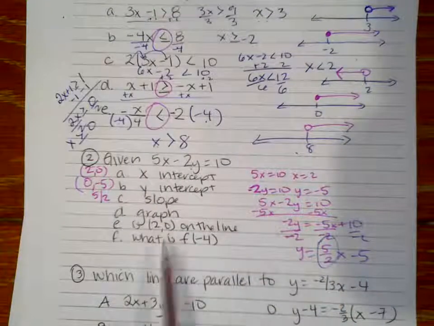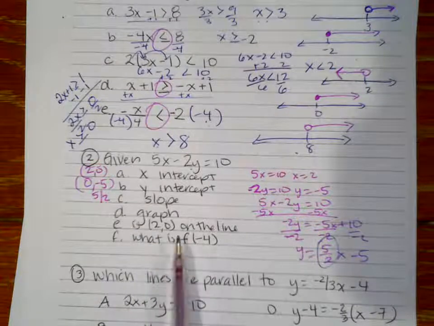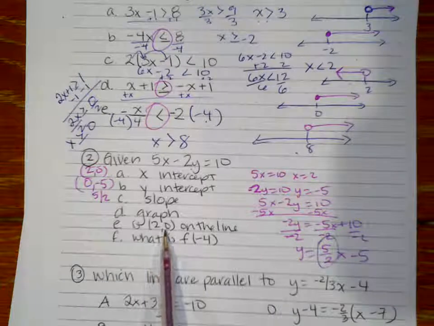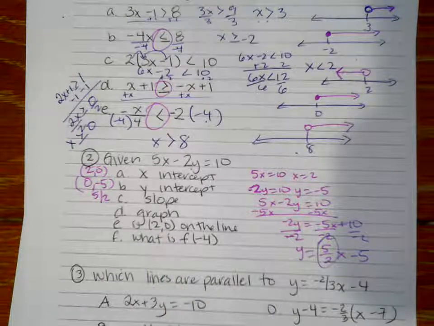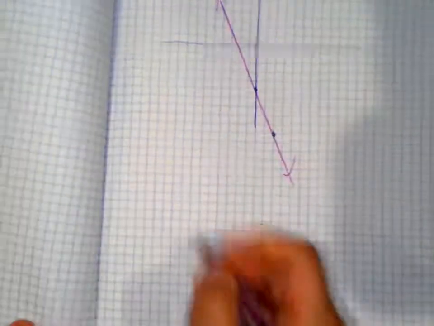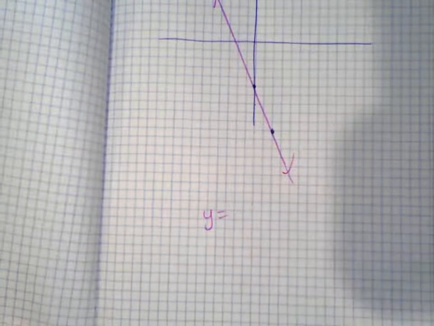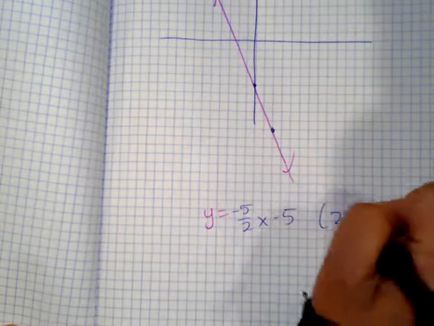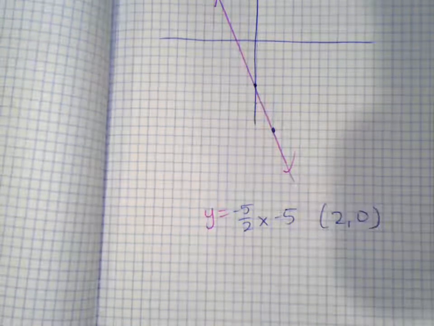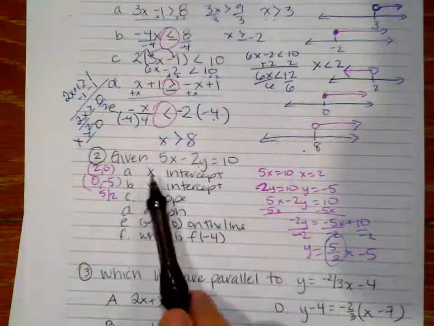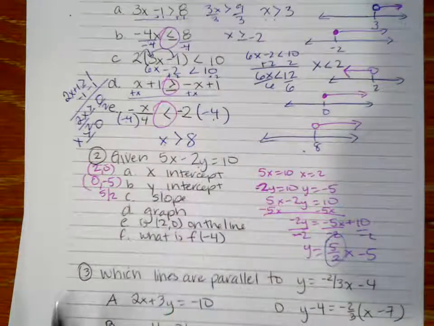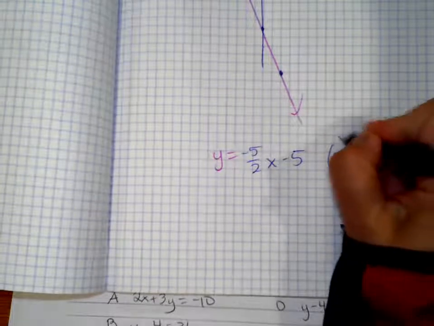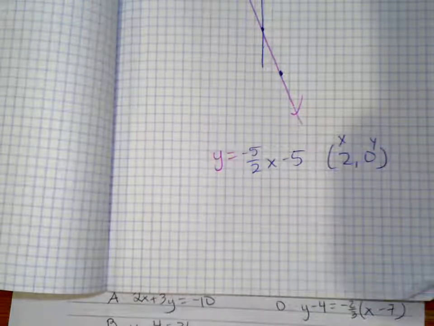Okay. Is 2, 0 on the line? You're going to plug that in for x and y to see if 2, 0 is in fact on the line. So mathematically what that looks like, let me bring this back here. We have y equals negative 5 over 2x minus 5. And they want to know, is 2, 0 on the line? Well, you had it for your x-intercept here, so it's definitely on the line. But I'm going to show you mathematically how to tell if it's on the line, yes or no. And you're just going to plug that in for your x and your y.